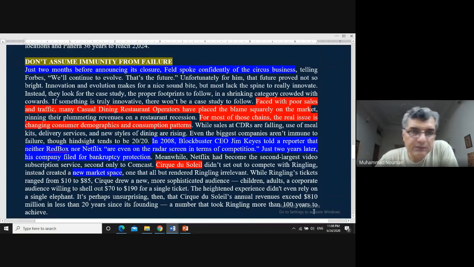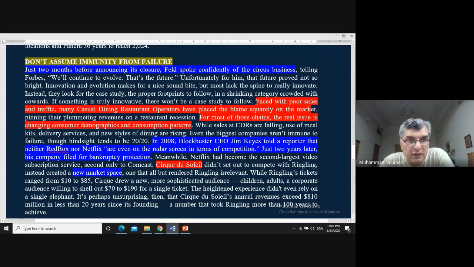So for example, in this handout we are told that just 2 months before announcing the closure of the circus, the CEO, Mr. Feld, spoke confidently of the circus business. That is, he genuinely believed that his company has a future, and within a span of 2 months later, the company was closing down. So this is something also true for restaurants.